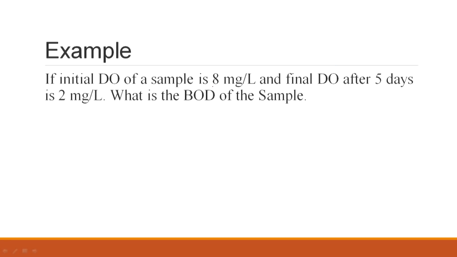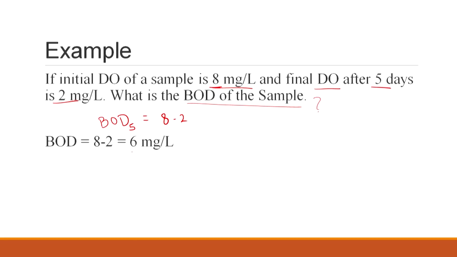Again, just a couple of simple examples to illustrate the relevant aspects. If the initial DO of this sample is 8 milligram per liter, and the final DO after 5 days is 2 milligrams per liter, what is the BOD of the sample? This is pretty simple, right. We call that BOD 5, which is equal to the difference in the dissolved oxygen measured before and after incubation. So, 8 minus 2 is equal to 6 milligram per liter.